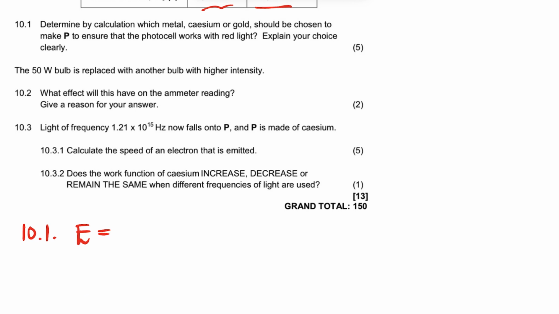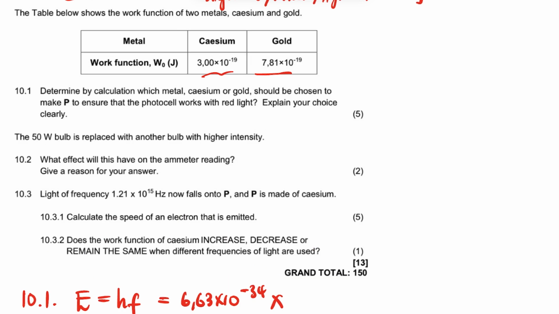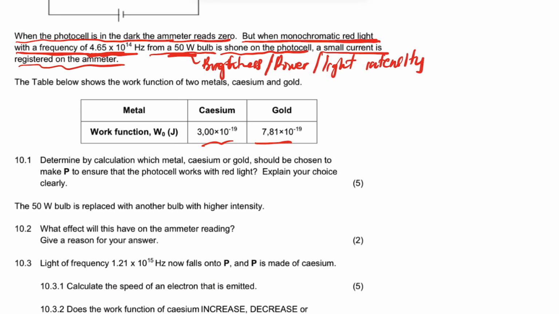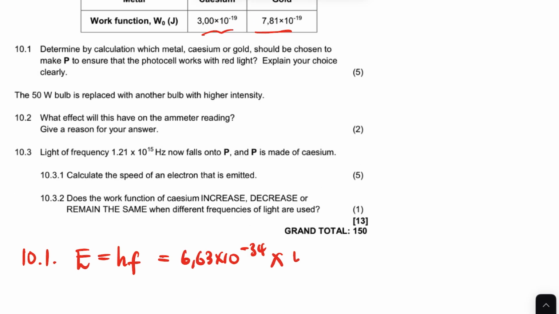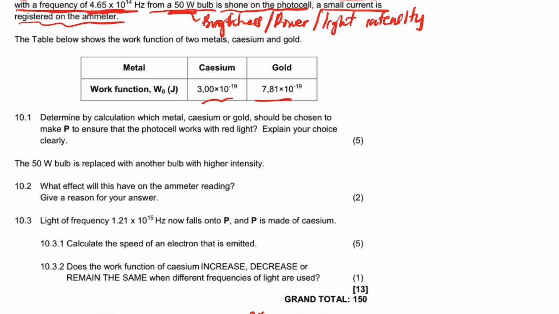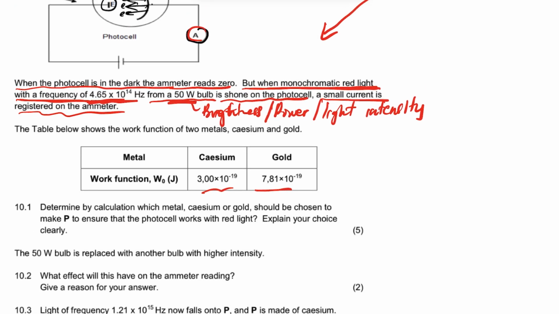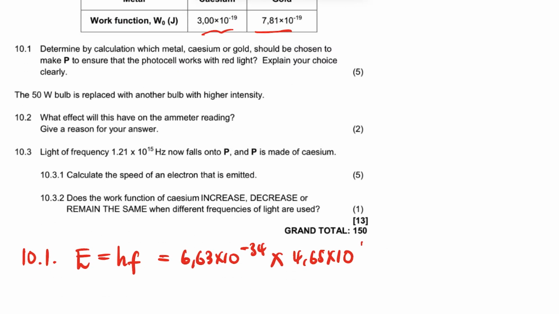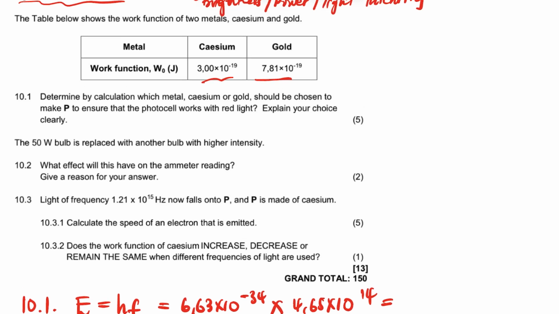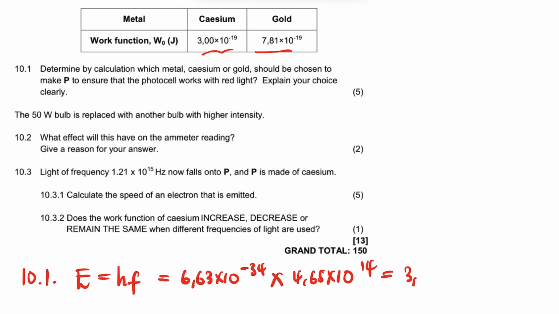All right, the energy of the light is hf, which is Planck's constant, 6.63 times 10 to the power negative 34, times the frequency of the light, 4.65 times 10 to the power 14. When you punch it in, the answer is 3.08 times 10 to the power negative 19 joules.